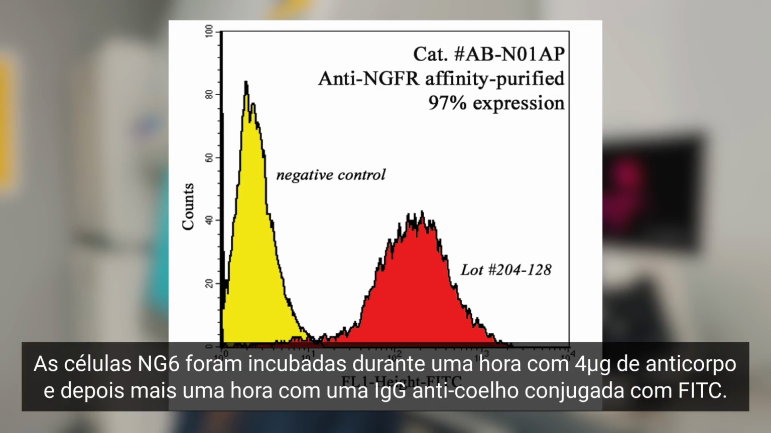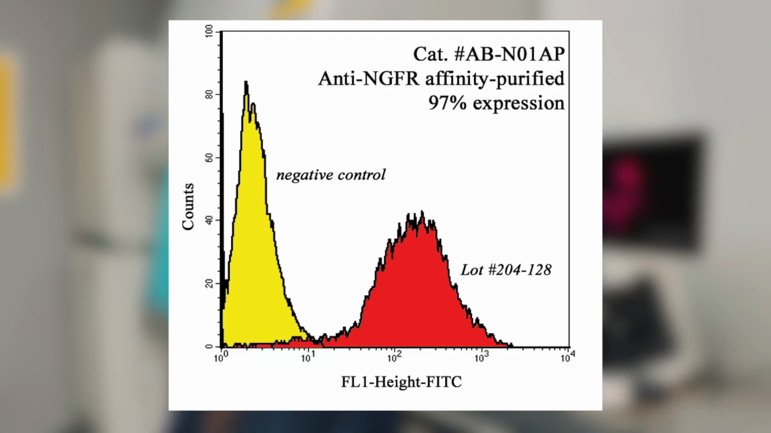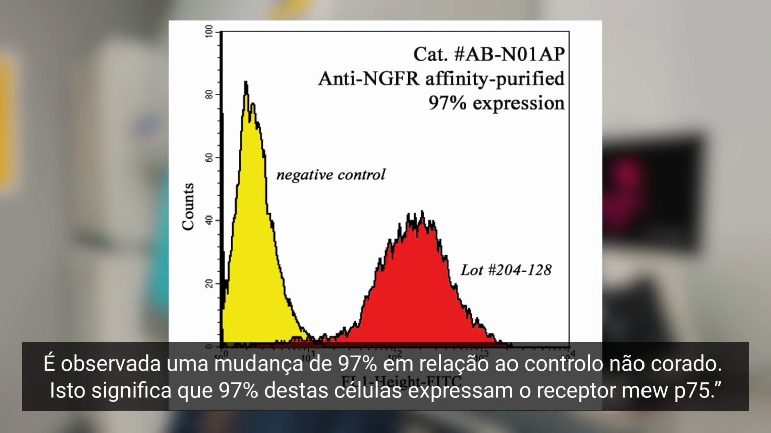NG6 cells were incubated for 1 hour with 4 microgram of antibody and then another hour with an anti-rabbit IgG conjugated to FITC. A 97% shift is seen relative to the unstained control. This means that 97% of these cells express the P75 receptor.